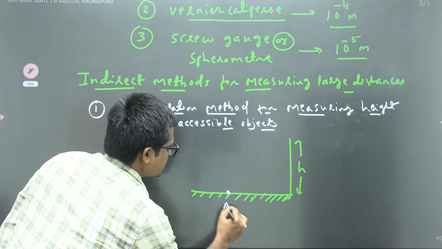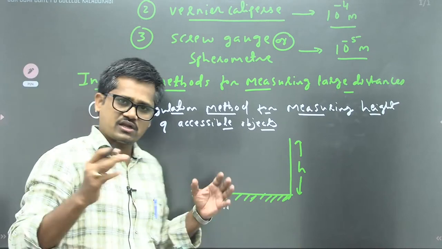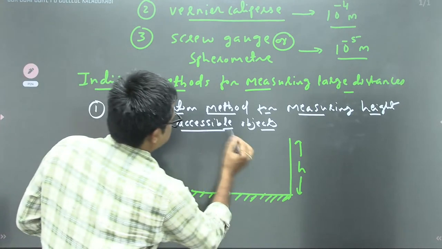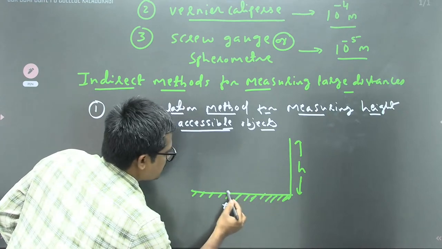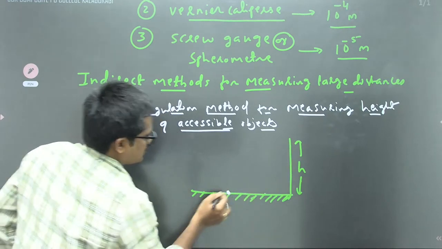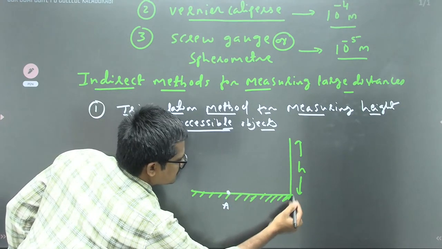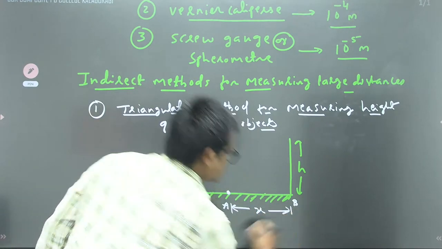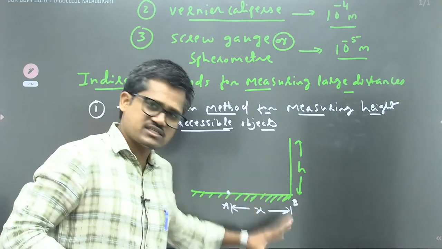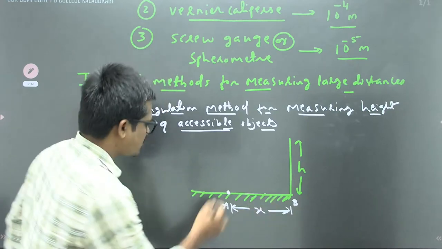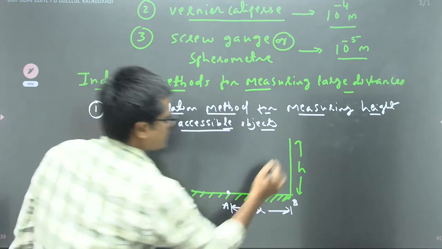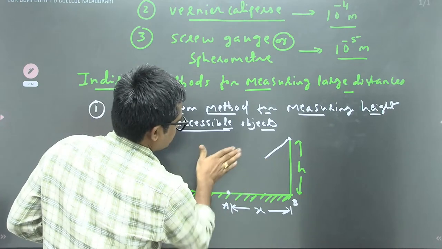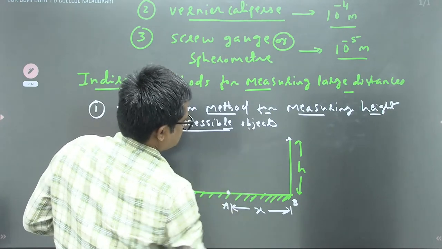Now, standing at one point, say point A on the ground, we use a telescope here. The name accessible comes because the distance of the bottom of the tower from the point of observation is known. From here I am observing the tip of the tower. Let the bottom of the tower be B. This distance, let it be X, is accessible; you can measure it from the bottom of the tower to the point where you stand and observe the tip. You are observing it using a telescope, and your line of sight will be like that.